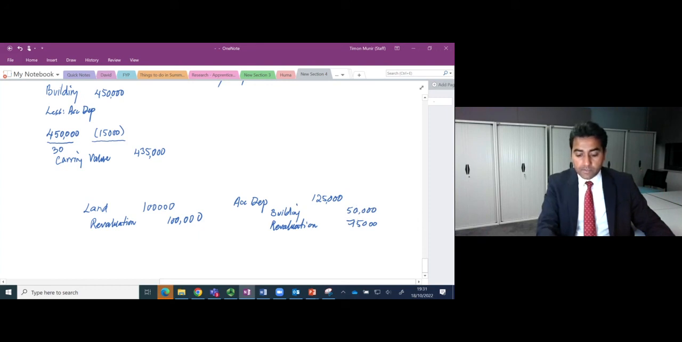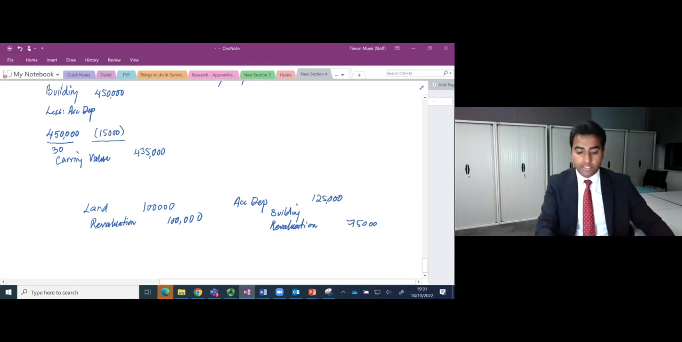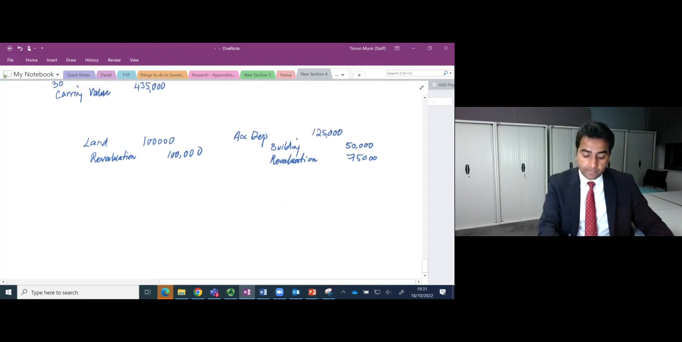Now, this is also the balancing figure in the double entry. In the double entry, the debit side should always be equal to the credit side. So the debit side is 125,000 and the credit side is appearing as 75,000. So the difference is £50,000. So let's see if it is true.